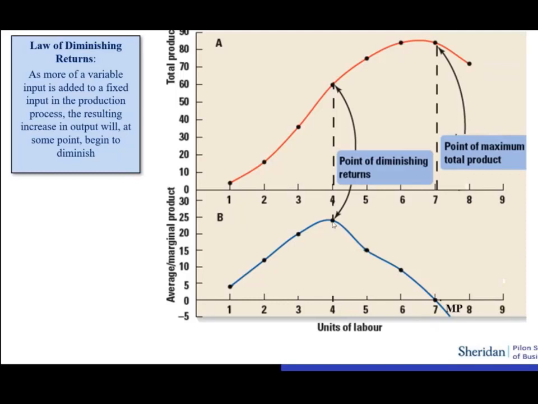So on the margin, we're getting larger and larger. Every time we hire a different worker, we're getting more and more out of them. But at the point of diminishing returns, that stops. Now, if we look at the total product curve, it's increasing at a decreasing rate. So this actually becomes concave. This is called an inflection point in mathematics. So at the inflection point, we have the point of diminishing returns.